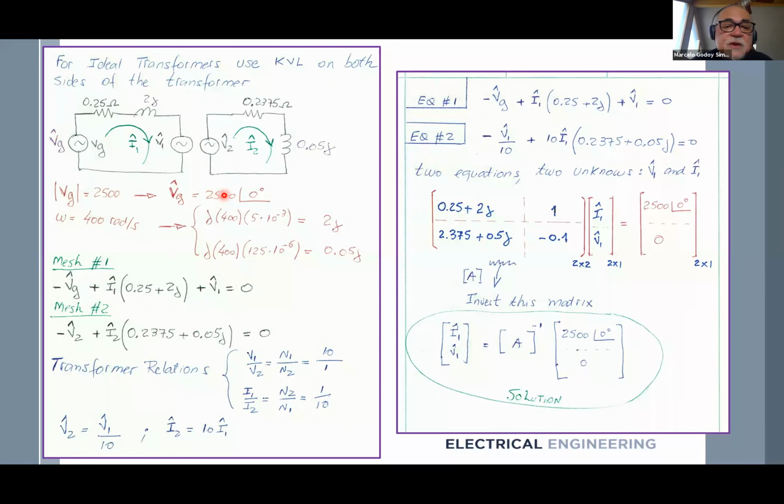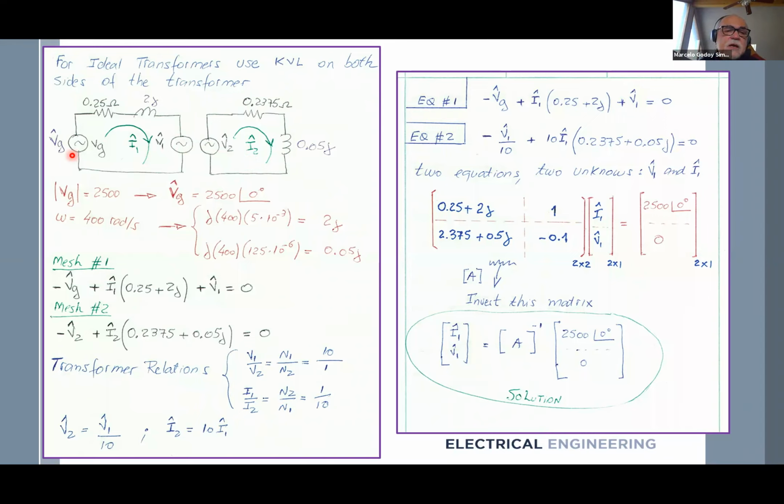VG is a phasor voltage, such that the magnitude is 2500, phase 0, because it's cosine of 400t. Omega is 400. J omega L here is 2J. And for the other one it is 0.05J. So I calculate here and I write here. I calculate here and I write here. The resistances are the same. I assume that I have a primary voltage V1 and a secondary voltage V2. Okay. So I write equations for mesh 1, mesh 2, plus the transformer equations.